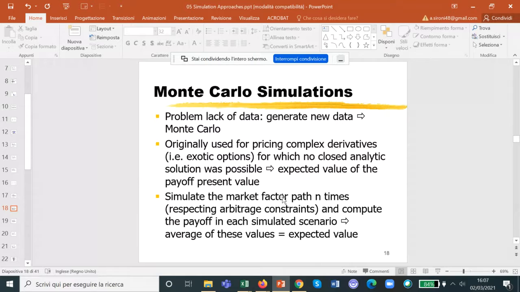Monte Carlo simulations were originally introduced in physics, in the Manhattan Project for the atomic bomb, the so-called Project Manhattan, where a key role was played by an Italian, Enrico Fermi. By the way, it's nothing to do with our course, but there is such a wonderful biography of Enrico Fermi, which I strongly suggest you to read.